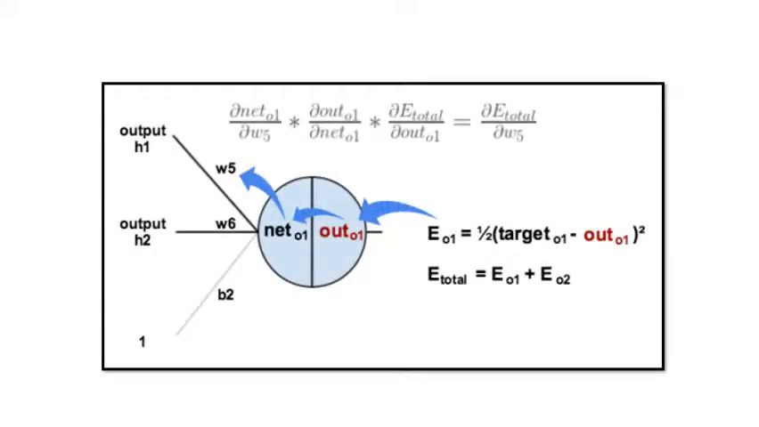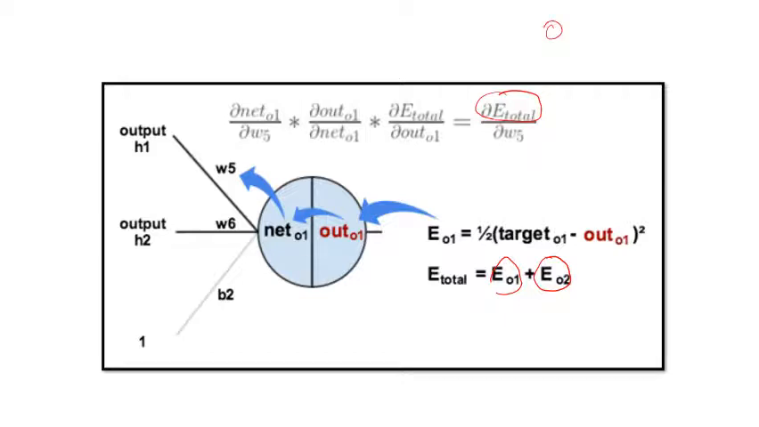If you remember, we have already calculated our total error, and that error contains two terms, EO1 and EO2, which we discussed in the previous lecture video. This total error, we want to differentiate with respect to the parameters W5, W6, and so on.